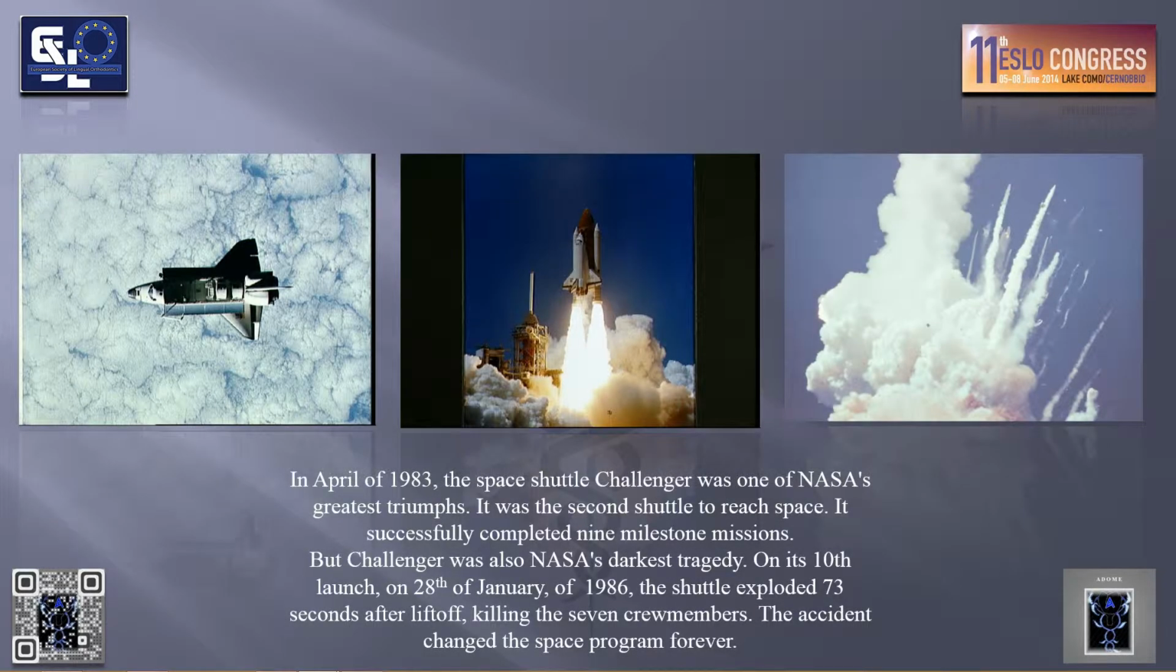In April of 1983, the Space Shuttle Challenger was one of NASA's greatest triumphs. It was the second shuttle to reach space. It successfully completed 9 milestone missions. But Challenger was also NASA's darkest tragedy. On its 10th launch, on the 28th of January of 1986, the shuttle exploded 73 seconds after liftoff, killing the 7 crew members. The accident changed the space program forever.